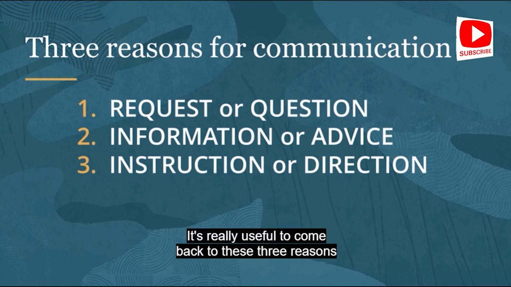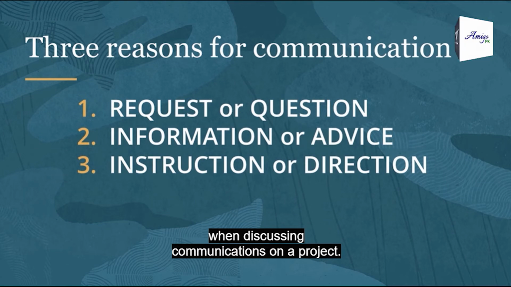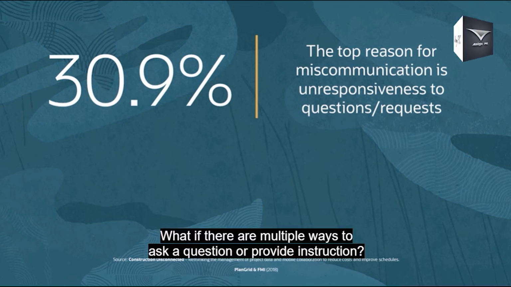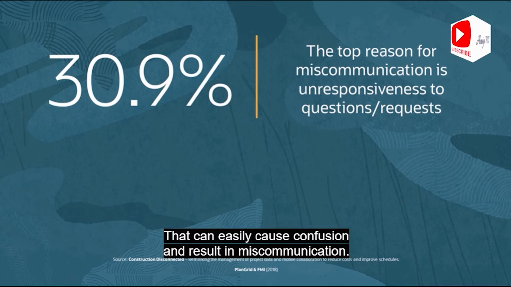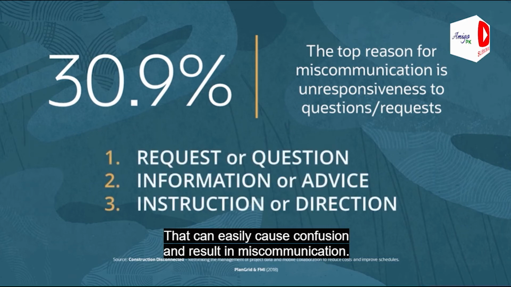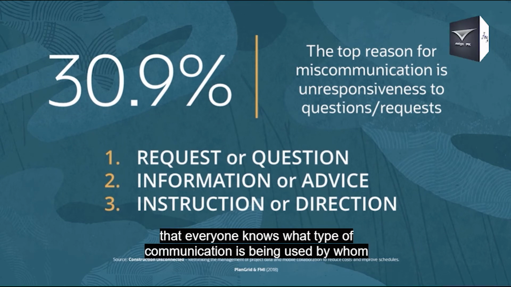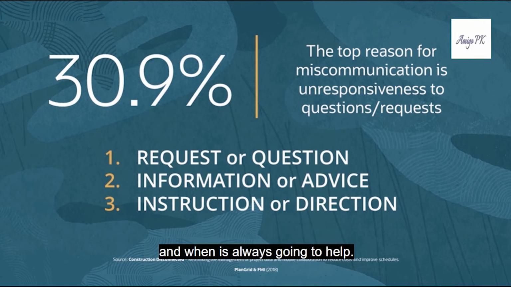It's really useful to come back to these 3 reasons when discussing communications on a project. Remember that stat at the beginning? What if there are multiple ways to ask a question or provide instruction? That can easily cause confusion and result in miscommunication. Coming back to the 3 reasons and making sure that everyone knows what type of communication is being used by whom and when is always going to help.